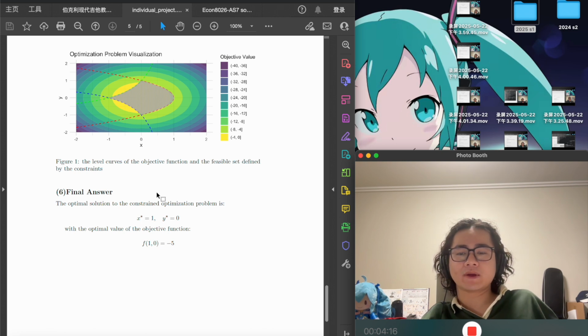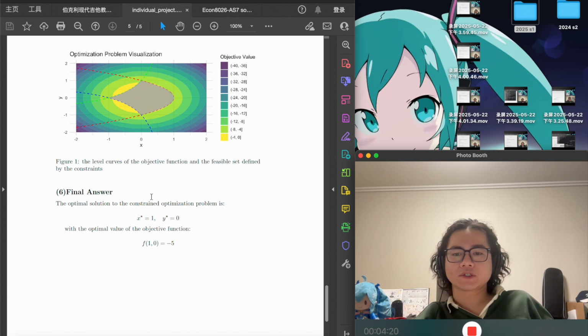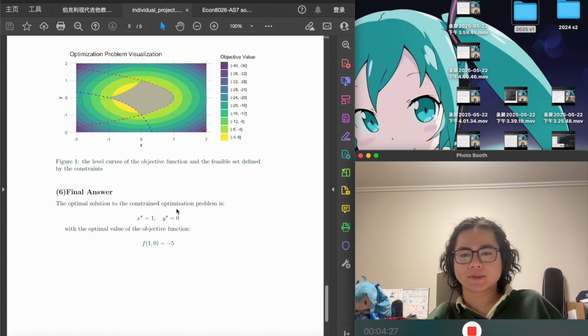So we can know the final answer. The optimal value of the objective function is -5 at point 10. So this is my individual project. Thanks for listening.